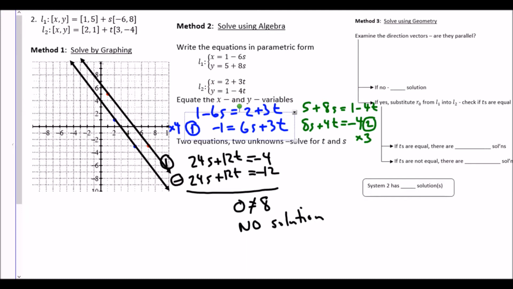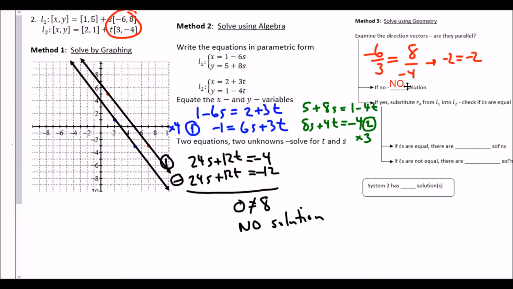All right, let's go over here. Method 3, examine the direction vectors. Are they parallel? I line them up, or I just look at my direction vectors. Here they are. I'm going to write them as ratios. So negative 6 over 3, that's my x value, and my other one is 8 over negative 4. Are these equal? Absolutely they are, because they both simplify to negative 2 equals negative 2, which is totally true. That means that the direction vectors are parallel. If no, of course, there is one solution.